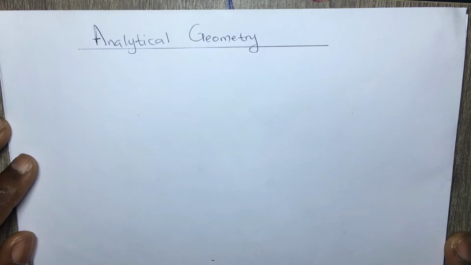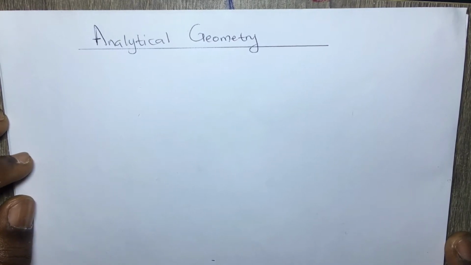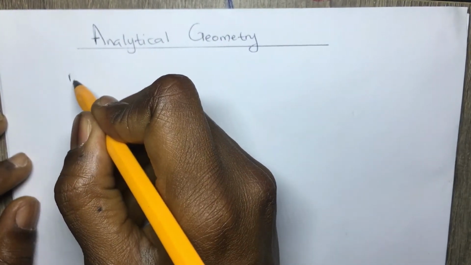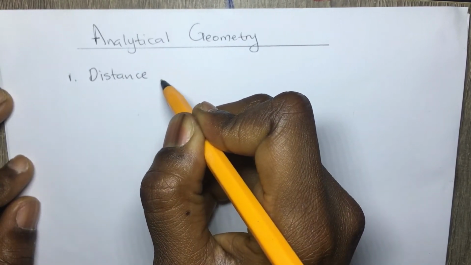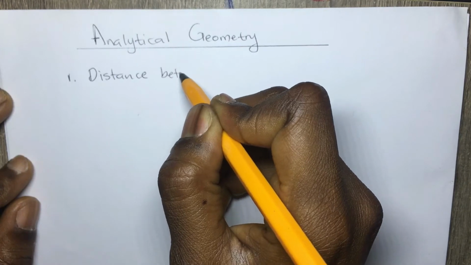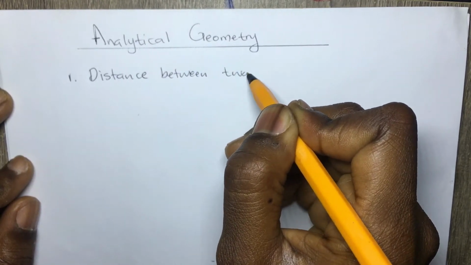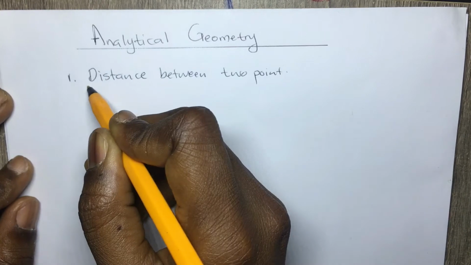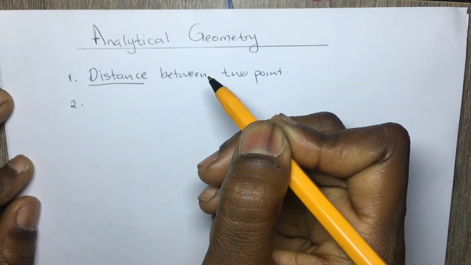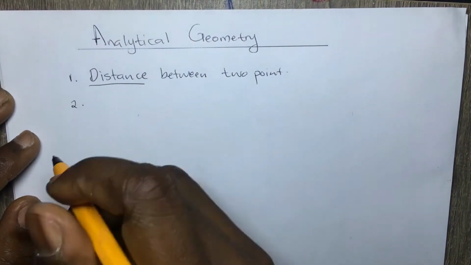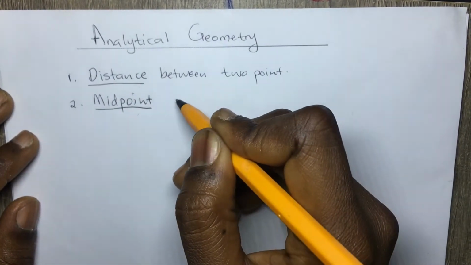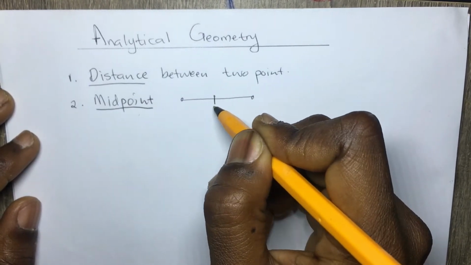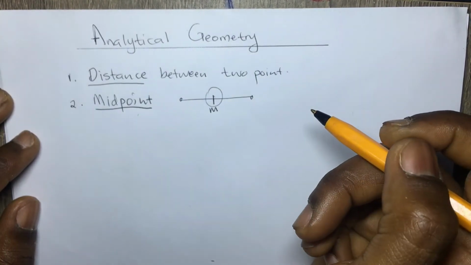Analytical geometry is basically a study of three things on the Cartesian plane. So we'll be investigating the following. Number one, the distance between 2 points. We want to know what is the distance between point A and point B. Number two, we'll be studying the midpoint between 2 points also. What is the midpoint? The midpoint is the middle coordinate between 2 points.